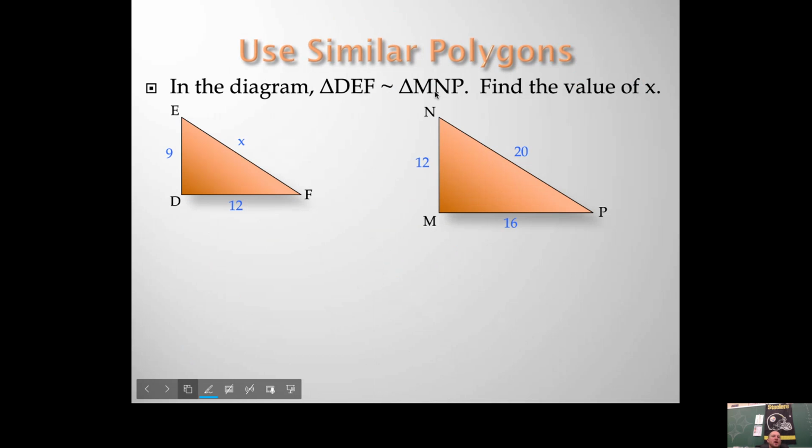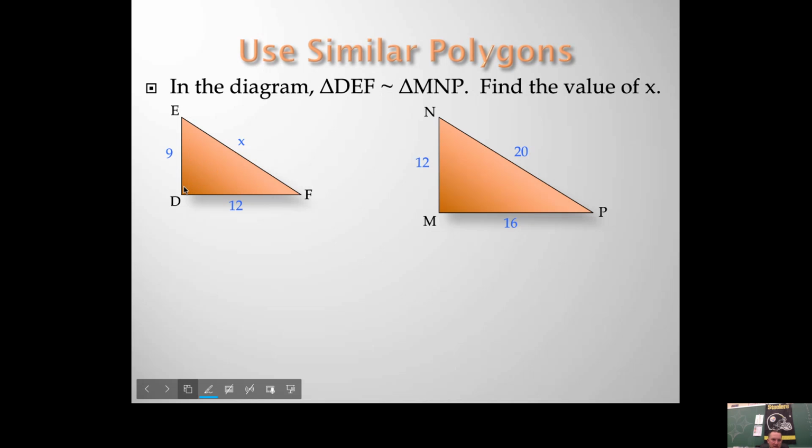In this diagram, the two triangles are similar. Find the value of x. So now we're not wondering if they're similar, they're telling you that they are. But what you need to do is find a missing side. So this similarity statement tells you 6 things. It tells you which angles are congruent.